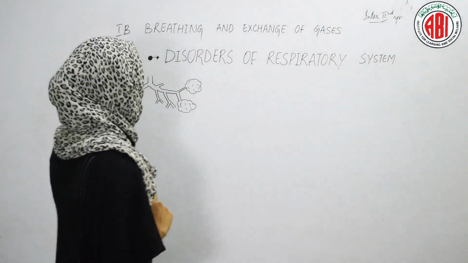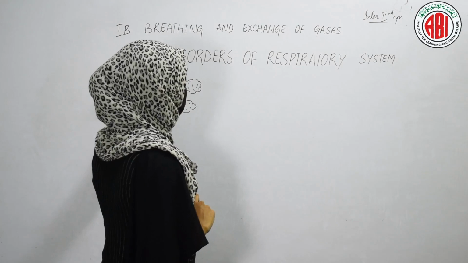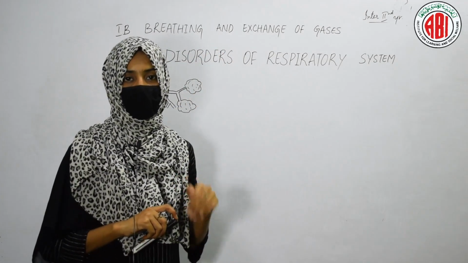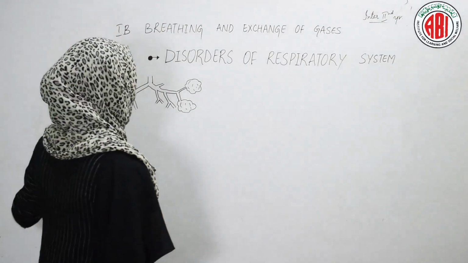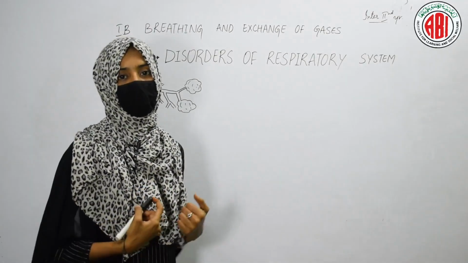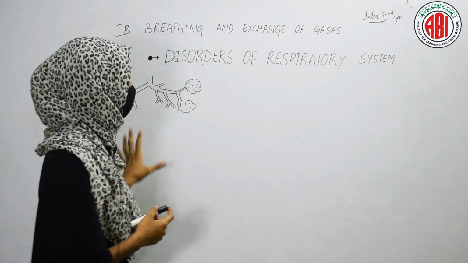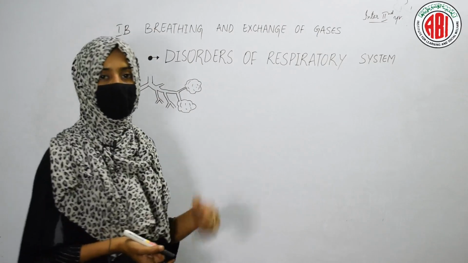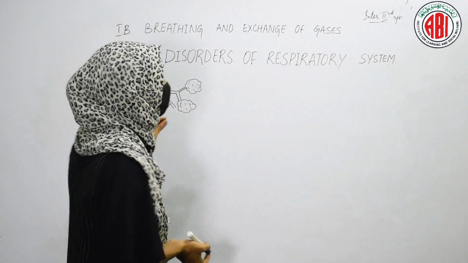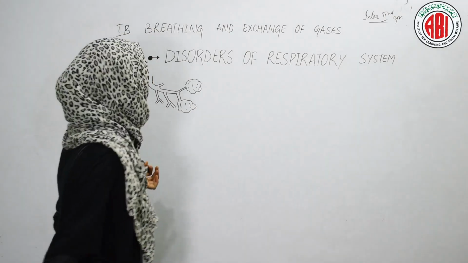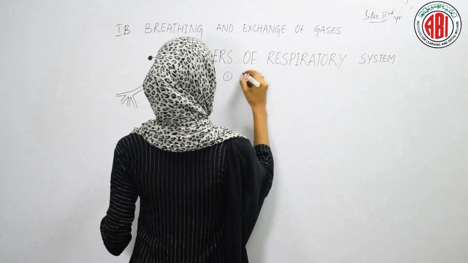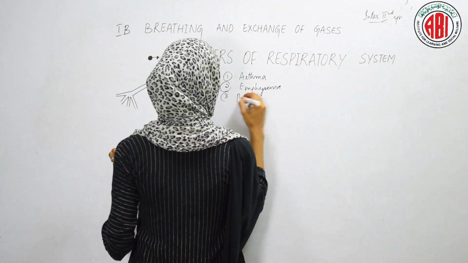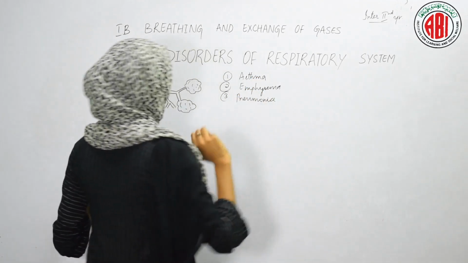Before we discuss the diseases or the disorders that are related to our respiratory system, firstly we need to understand the mechanism of normal infection. What is going to happen when the normal infection takes place in our body? When we understand the mechanism of that normal infection, then we can understand the mechanism of the disorders that are related to our respiratory system. So disorders of respiratory system are many. Out of that, asthma, emphysema and pneumonia, these three are mostly asked and are very important.